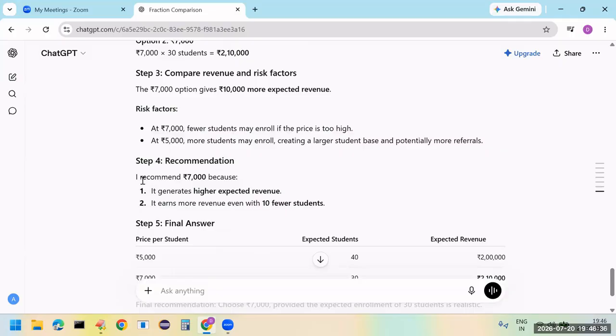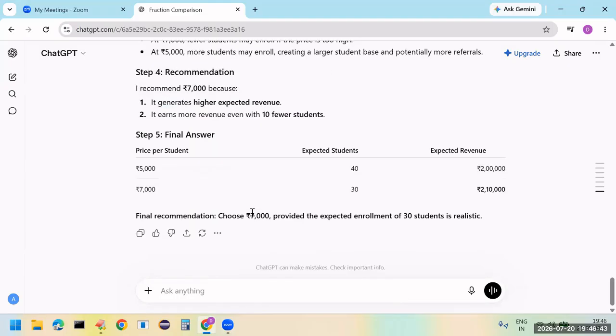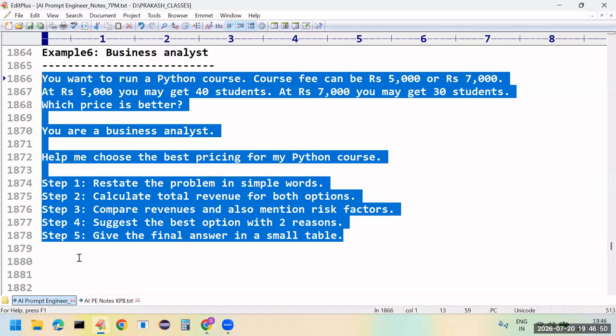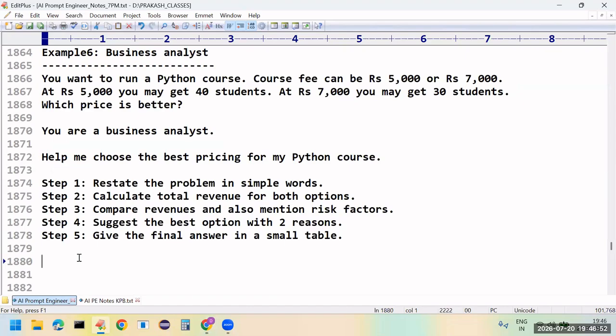Step 4, recommendation: I recommend 7,000 because it generates higher expected revenue. It earns more revenue even with 10 fewer students. Final answer. So like that, it will provide in whatever format you need. This is nothing but what? What kind of prompting is it? Reasoning prompting. In reasoning prompting, you are giving the steps manually. Hence, it comes under what? Manual CoT. Please confirm, friends. Clear up to this?